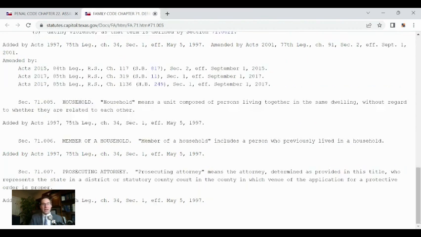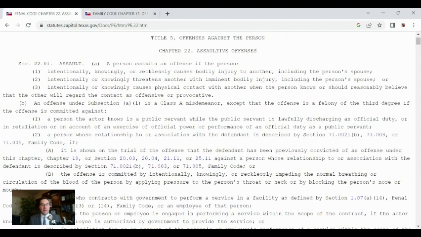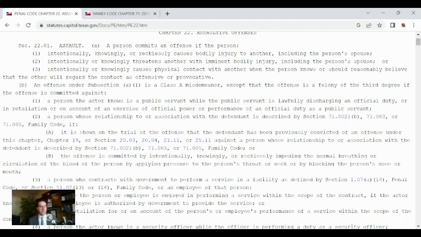All right. And then household. The last one here is household, and household violence. A member of a household is a person, even somebody who previously lived in the household, but it means a unit composed of persons living together in the same dwelling without regard to whether they are related to each other. So college roommates, can you commit an assault family member case against your college roommate? Absolutely, you can. And that is going to be the 71.005 household member.